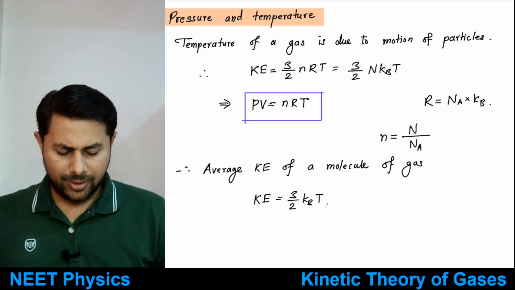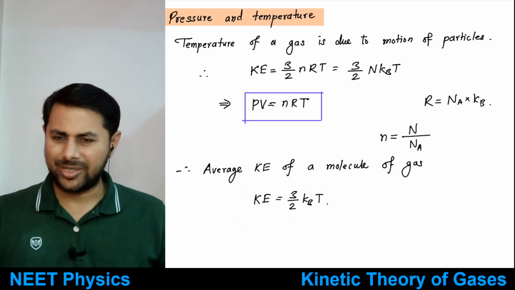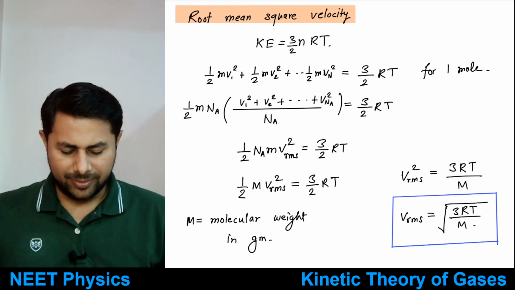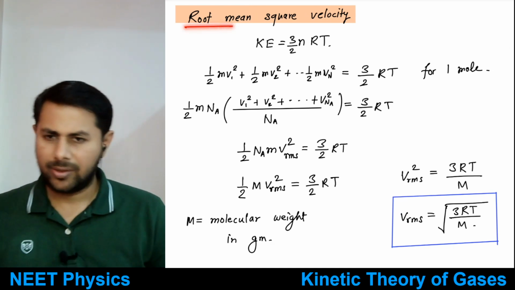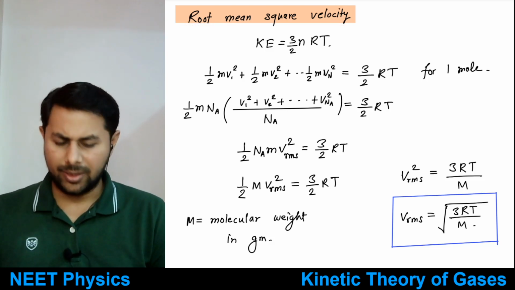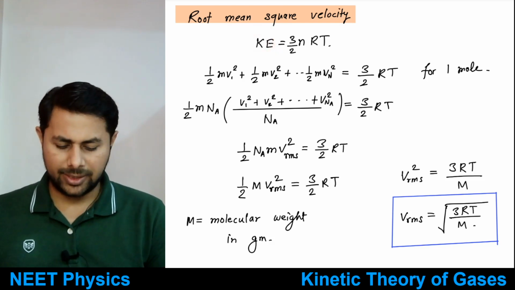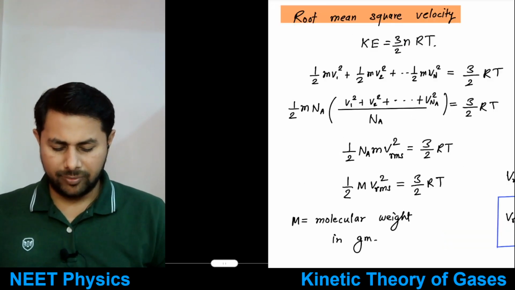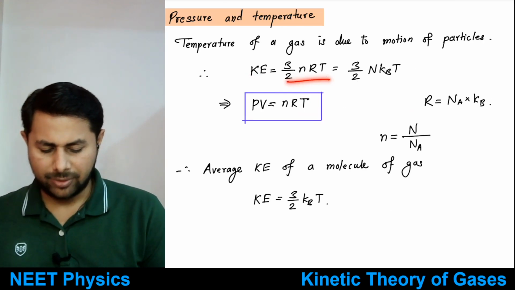All right. So this is also the law of equipartition of energy, but we'll talk about that later. After that, next we derive the relation for root mean square velocity. We have kinetic energy of n moles of a gas equal to 3 by 2 nRT. We have just seen it here that K is equal to 3 by 2 nRT.